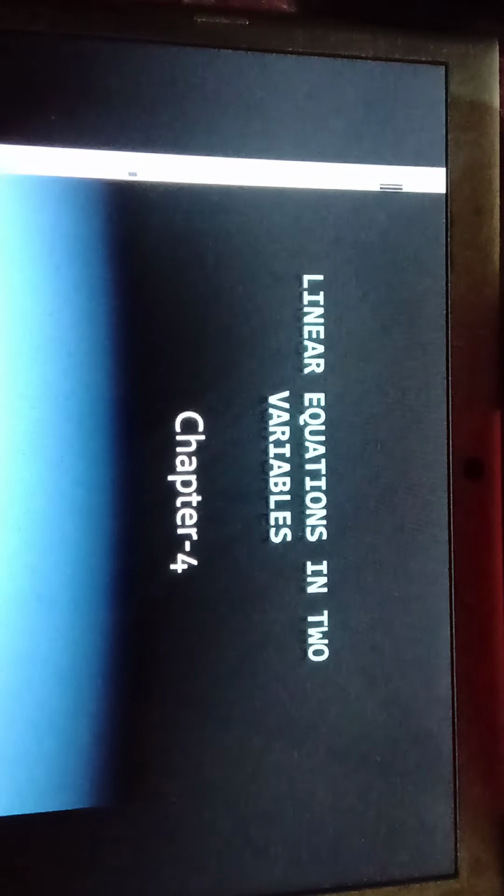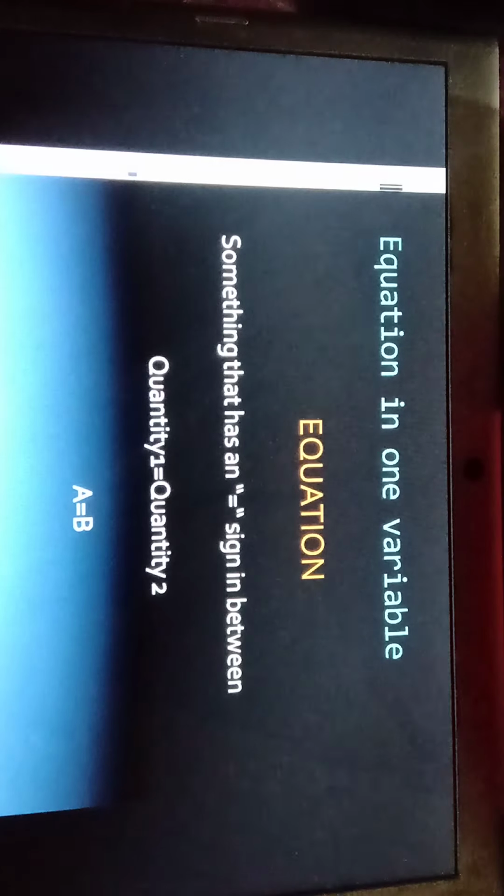Today we are going to learn linear equations in two variables, which is chapter 4 of your NCERT book. Now, what is an equation? You must have studied equations in one variable in your junior classes. Now, what is an equation? Something that has an equal to sign in between is an equation.